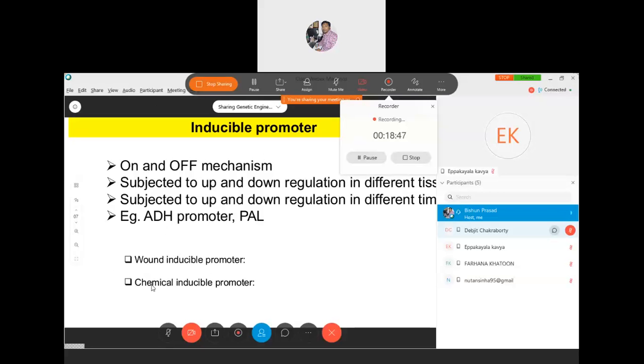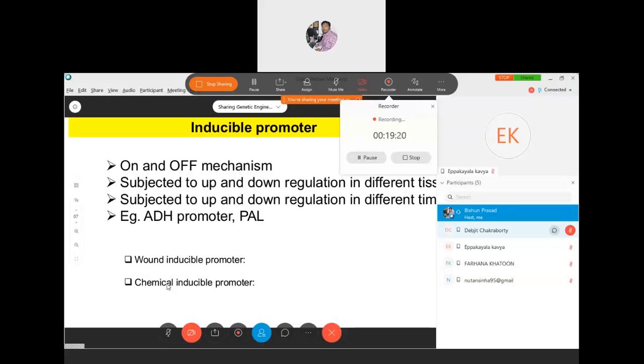Another example of an inducible promoter is the chemical inducible promoter. Suppose you might have heard about the Terminator technology. So what was the Terminator technology? If you spray some chemicals on those promoters, then you may not get the fertile seed. So if you clone your gene of interest under a chemical inducible promoter, say for example the DEX promoter, then if you spray the DEX chemical, only then will your gene be expressed.